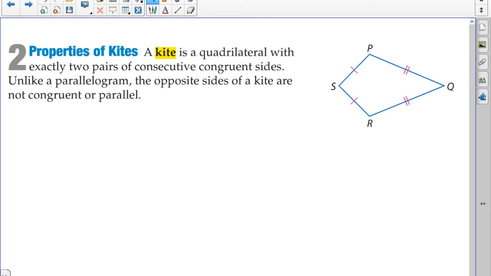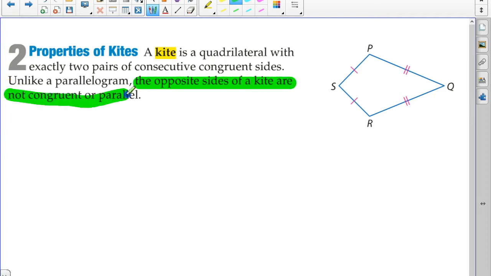So our last shape of this chapter is the kite. The kite looks like a kite, so it's easy to keep track of it. Its definition though is a bit wordy. It's a quadrilateral with exactly two pairs of consecutive congruent sides. And one of the other parts that the book throws in here is the fact that the opposite sides of a kite are not parallel, nor are they congruent.